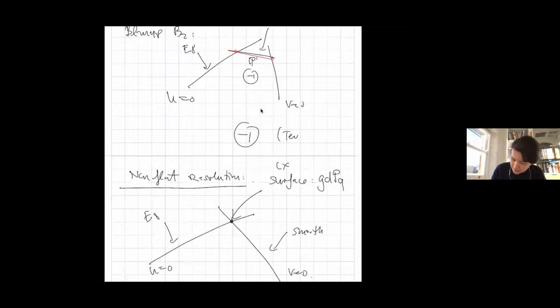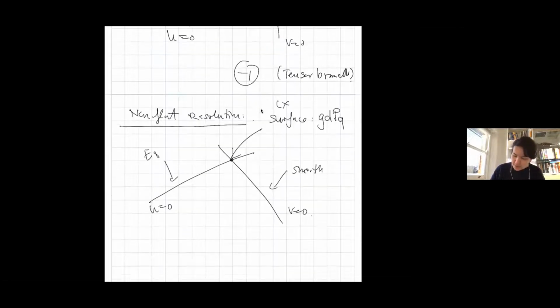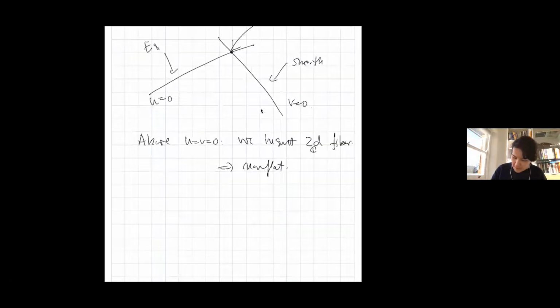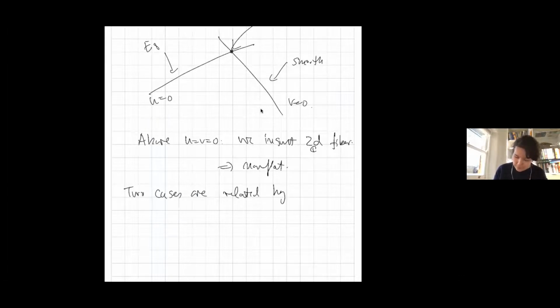So you mean the first case is a flat fibration over the P1, but in the second case it's non-flat. That's right. Because we insert above U equals V equals 0 a 2 complex dimensional fiber. So this is what's called non-flat. And the two cases are related by flop transitions.